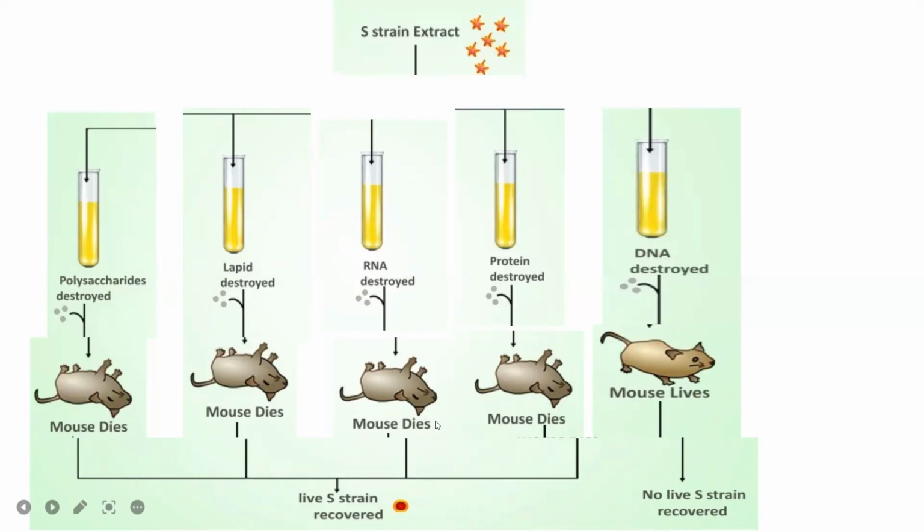Why no live S strain? There was no DNA, so no transformation. These all have R cells and S strain extract. There was no recovery of S strain because there was no transformation. Here there is transformation: the R got transformed to S, and they saw S cells. So we'll stop here. Next time we have to do the Hershey-Chase experiment.